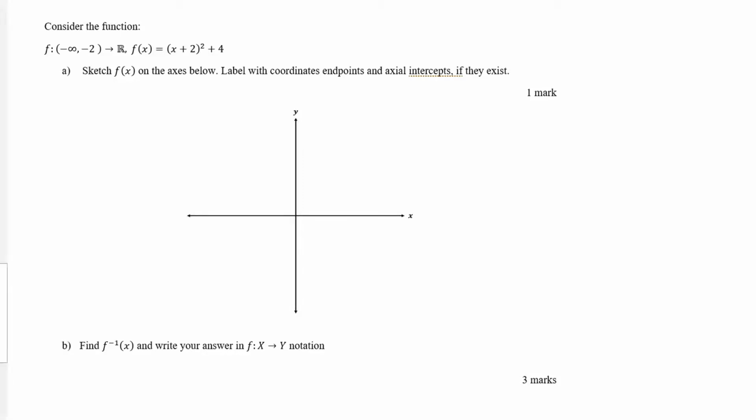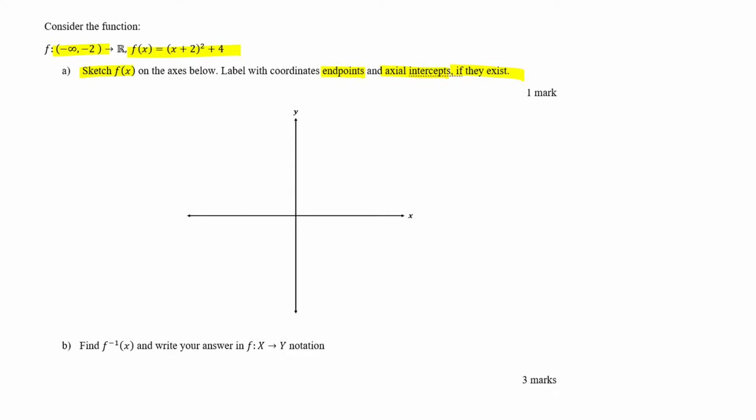Okie dokes, everyone. We're going to answer this question before us. Let's give it a read. It says that we need to consider this function right here, and as you can see, we've got a restricted domain. It says sketch f of x on the axes below, label with coordinates, endpoints, and axis intercepts if they exist. All right, so let's see how we go here.